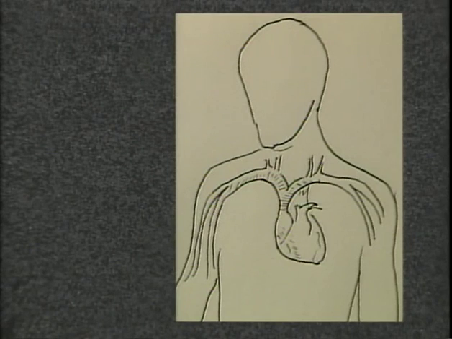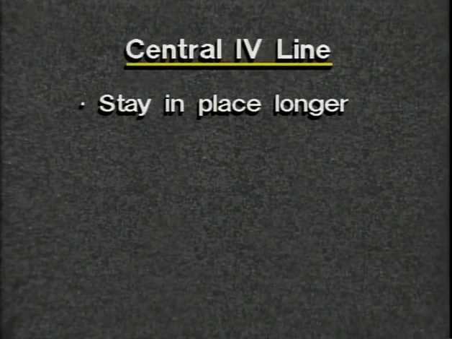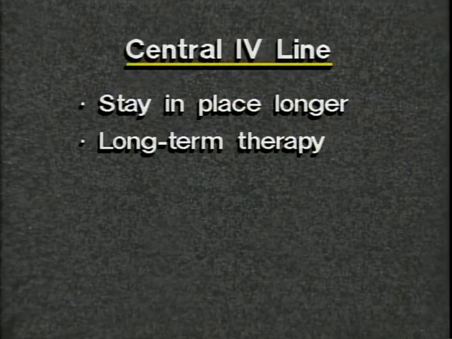Avoid tugging or jarring of the line. Excessive trauma to the vein may cause an infection, obstruction, or dislodgement of the line. The second place the IV line can be inserted is in the central veins. These veins are closer to your heart and can transport greater volumes of solution than the smaller peripheral veins in the hands and arms. Central lines can stay in place longer and are used for long-term therapy.